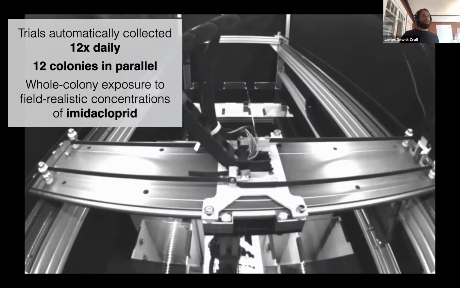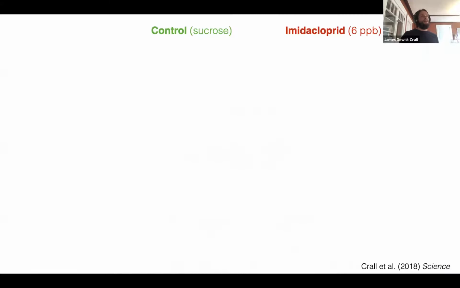So it lets us get into this chronic exposure, more realistic patterns of exposure. So what do we see now if we do this long-term low level of exposure? What I'm going to show you are trials comparing just a sucrose exposed colony to a colony exposed to 6 parts per billion imidacloprid, which is on the upper end of the realistic range of continuous concentrations that bees might be exposed to in nectar.